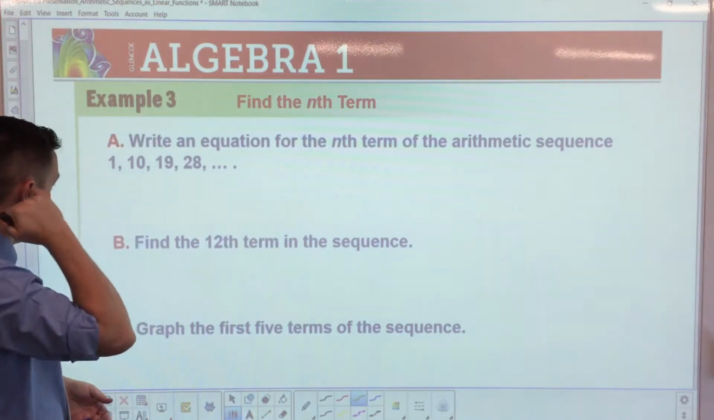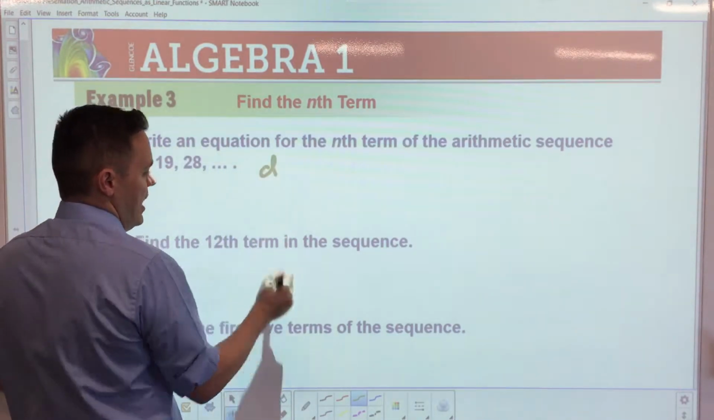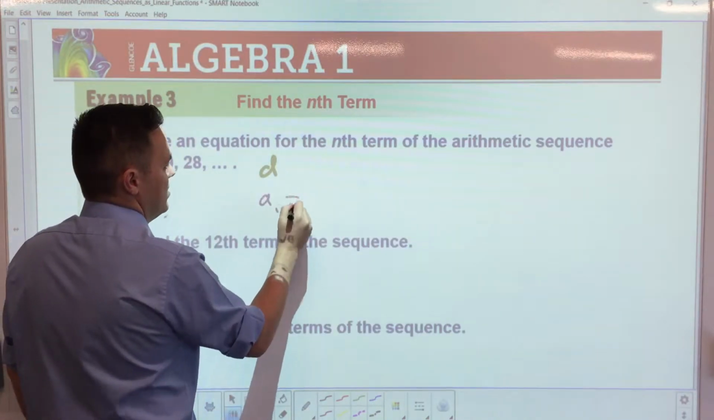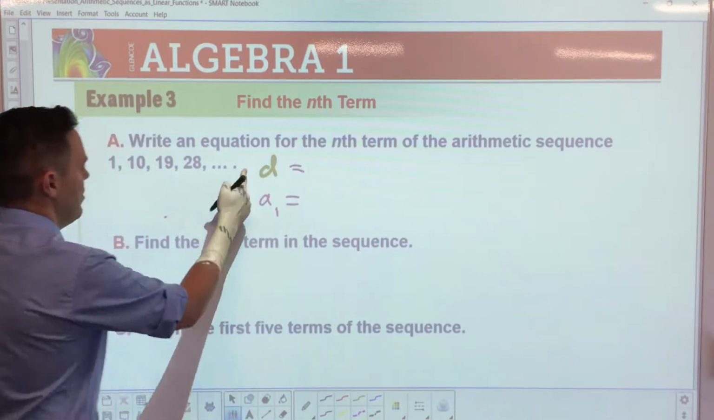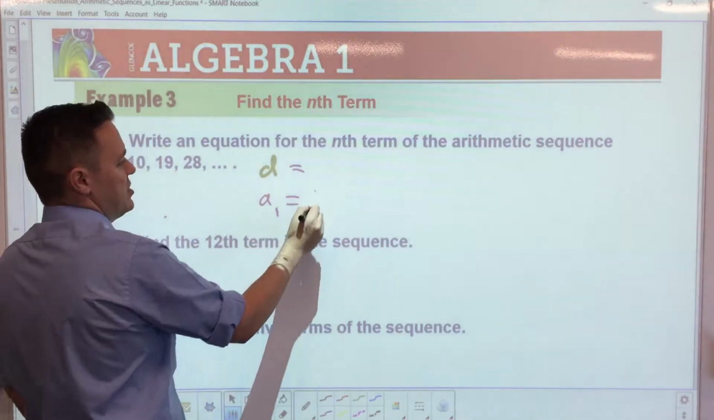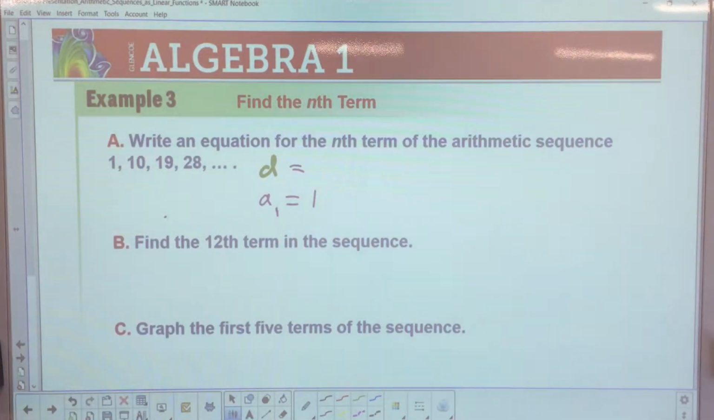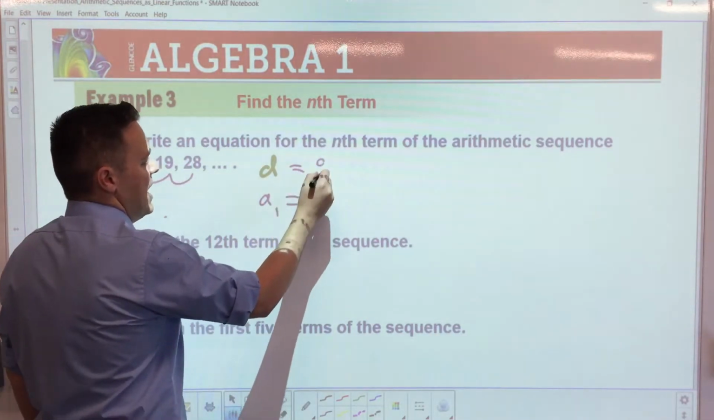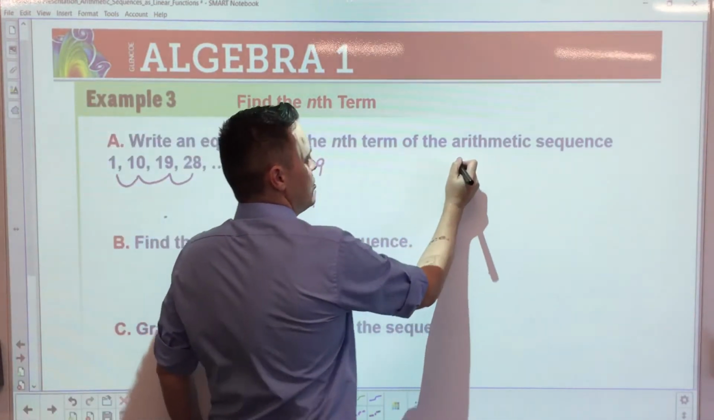First we need to start out by finding the d, and we need to find the a1. Both of these. Now our a1 is given. It's right here. It's the first number in the sequence, which is 1. And then what is the d? Moving from here to here is going to be 9. So now that we know that, we can write our equation.